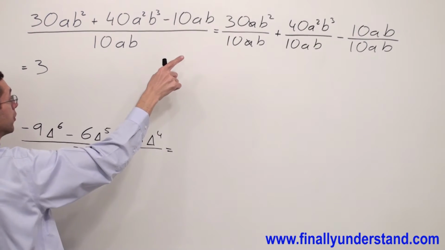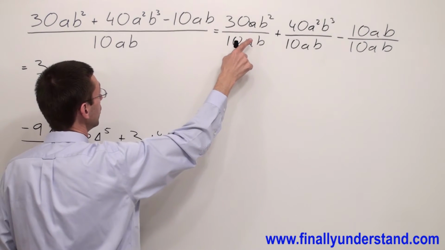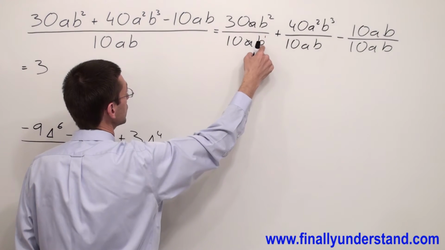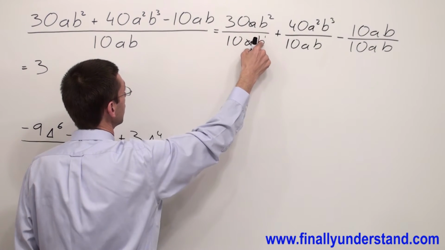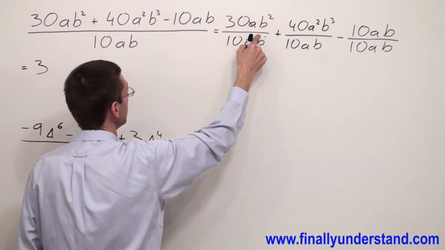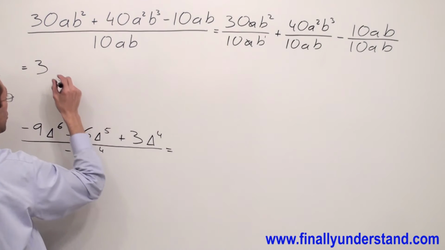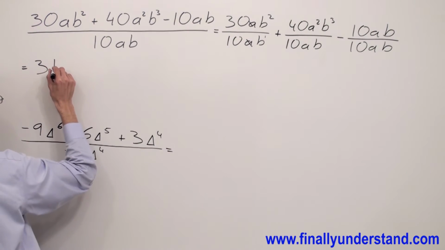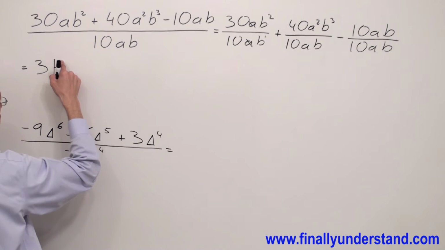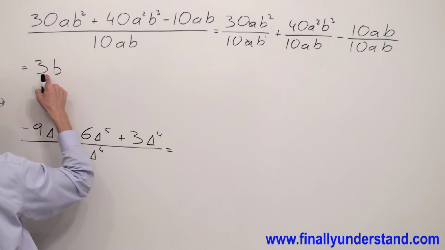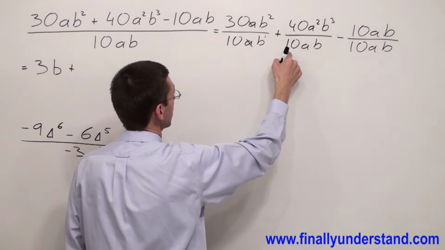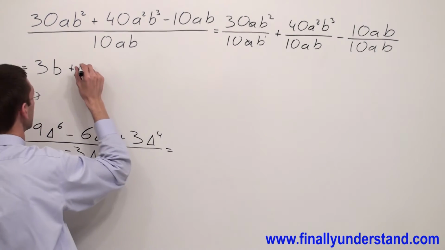Next, I have b to the second power divided by b. Remember, anytime there is no exponent, there is always an invisible 1. Anytime we divide variables with the same base, we're supposed to keep the base and subtract the exponents. That's why I'm going to write b to the first. Remember, we don't write power 1. That's why I'm going to write just 3b. Plus 40 divided by 10 is 4.